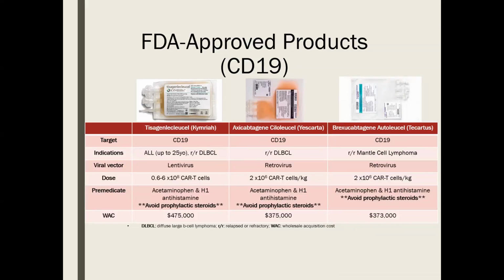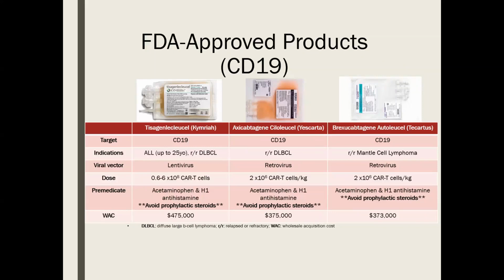Going down, Tisagenlecleucel, the FDA-approved indications are for ALL up to 25 years old, or relapsed refractory diffuse large B-cell lymphoma. And the viral vector that's used in the manufacturing process is a lentivirus in this case. And I also like to point out all of them require pre-medication, and you want to try and avoid steroids in these products in a prophylactic setting, because steroids can be directly toxic to CAR T cells. The data is evolving in that setting, but at this point, we try and avoid corticosteroids if possible.